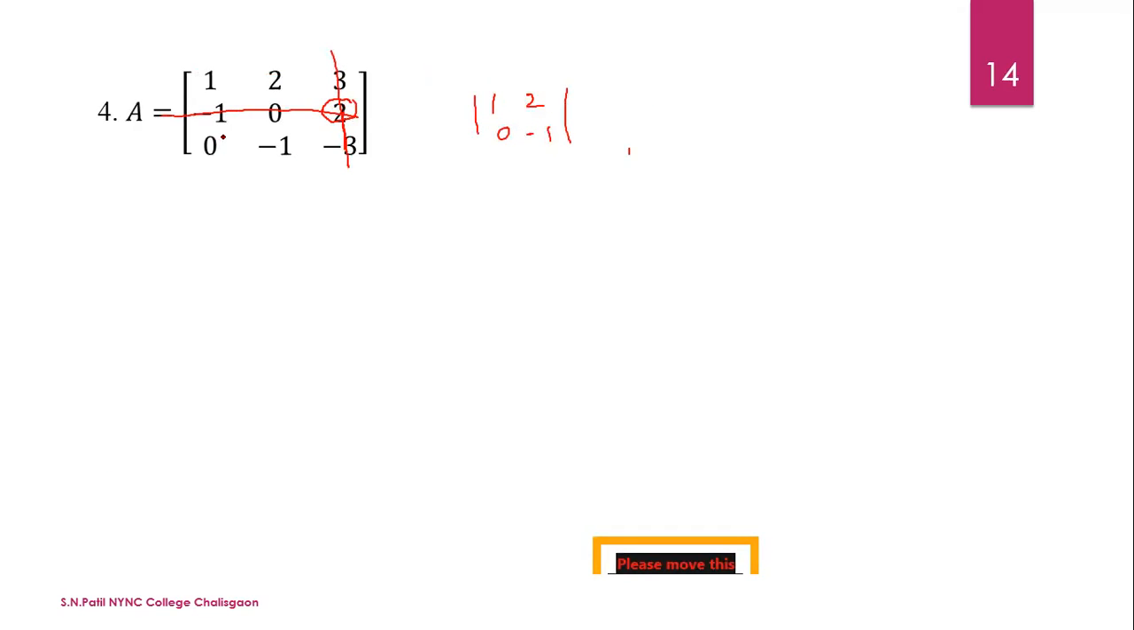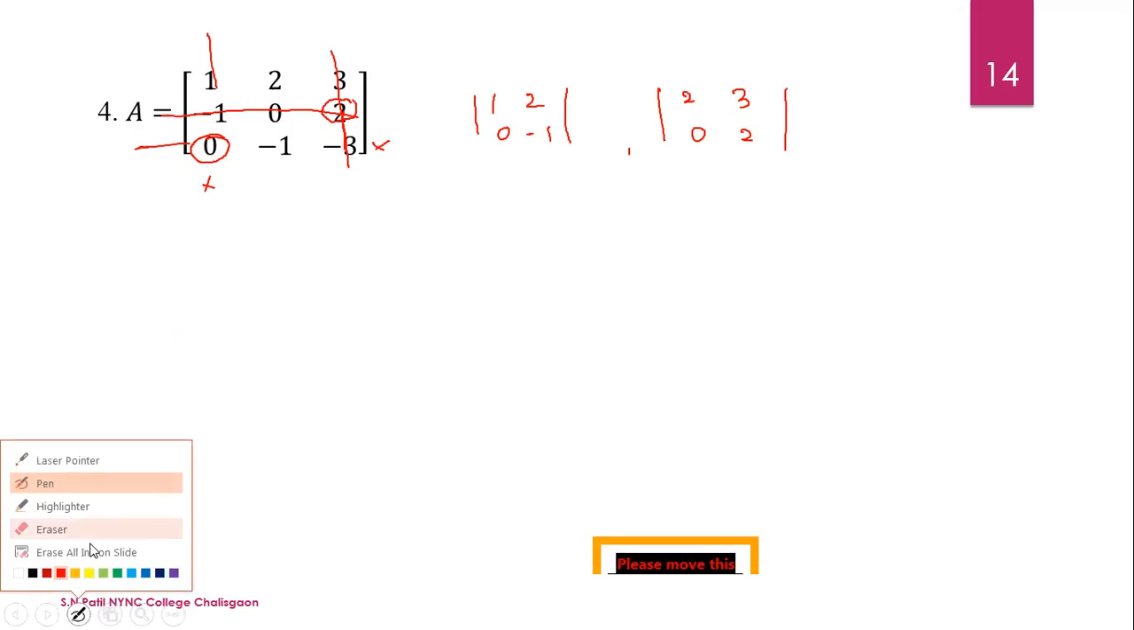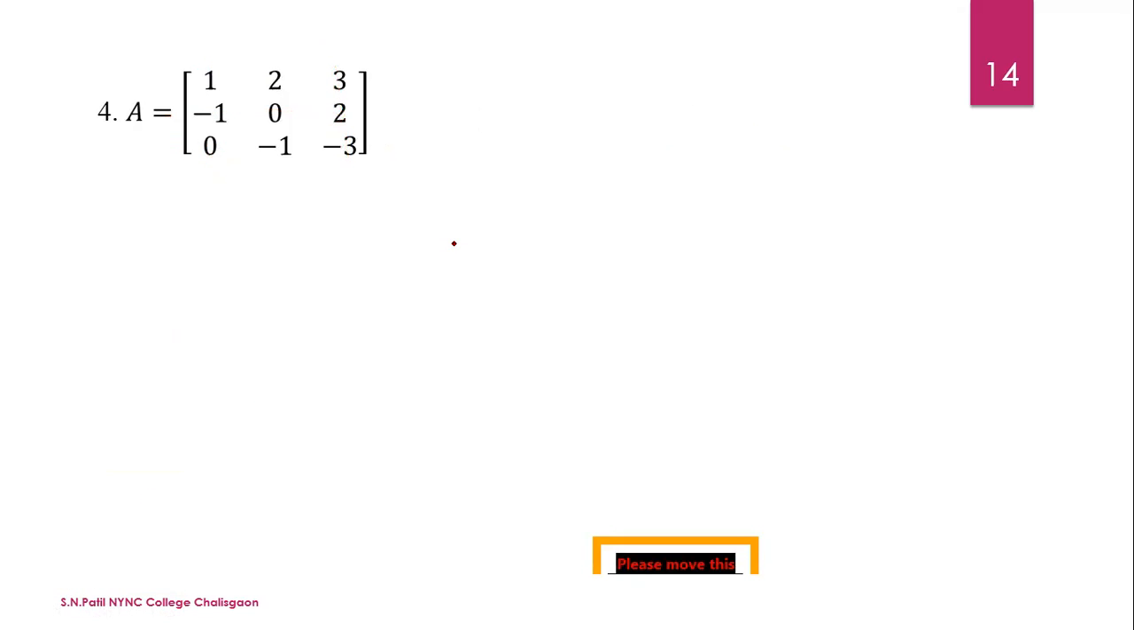Now see the minor of this element. Deleting the row and deleting the column, the remaining matrix is 2, 3, 0 and 2. This is the minor of this 0 element. Now let us solve the determinant of a 3 by 3 matrix. Here we use the minor method. So we reduce this 3 by 3 matrix to a 2 by 2 matrix.